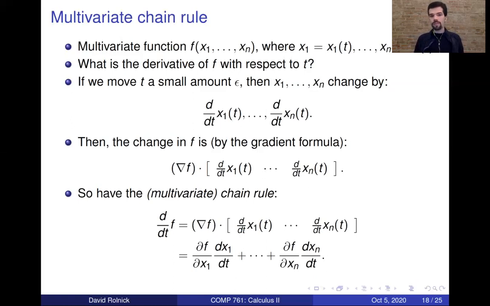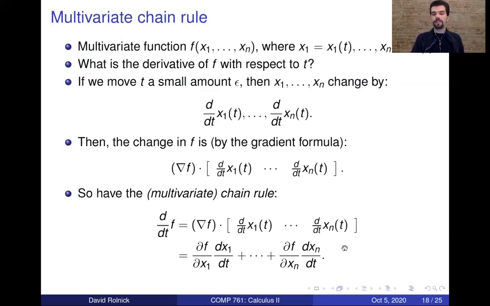So the multivariate chain rule is going to be how much do we move f? If we move t by an epsilon, the derivative of f with respect to t is going to be just this: the gradient of f dotted with this, the derivative of x1 with respect to t, the derivative of x2 with respect to t, the derivative of xn with respect to t.